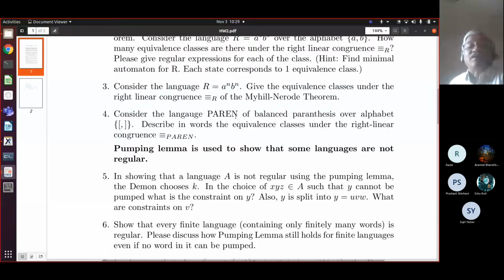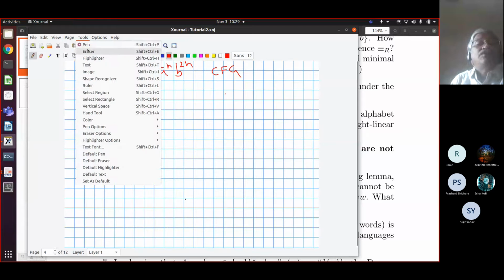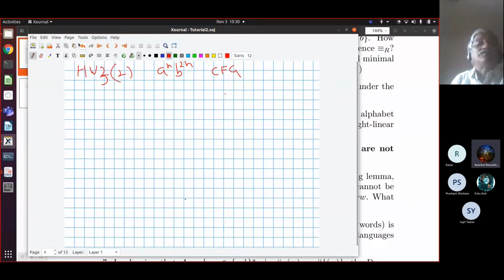Consider the language parent. Describe the equivalence classes under language induced equivalence, right? For equivalence parent. Okay. So what is the parent? Okay, I'll do that. Page before. Yes, sir. We studied parent under CFL. So parent is the language of balanced parentheses.